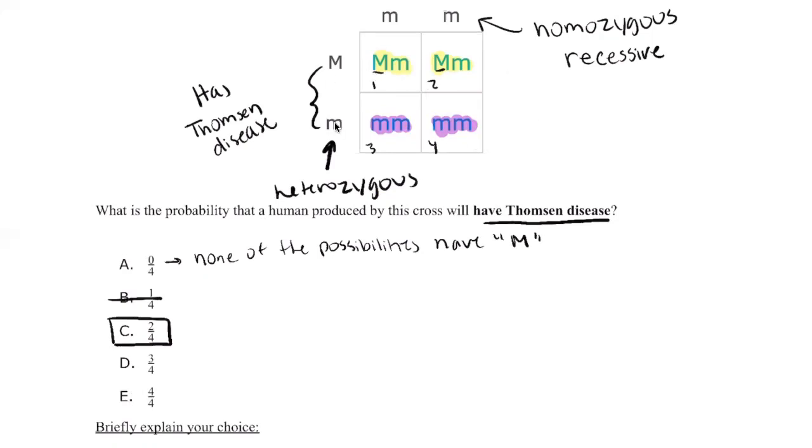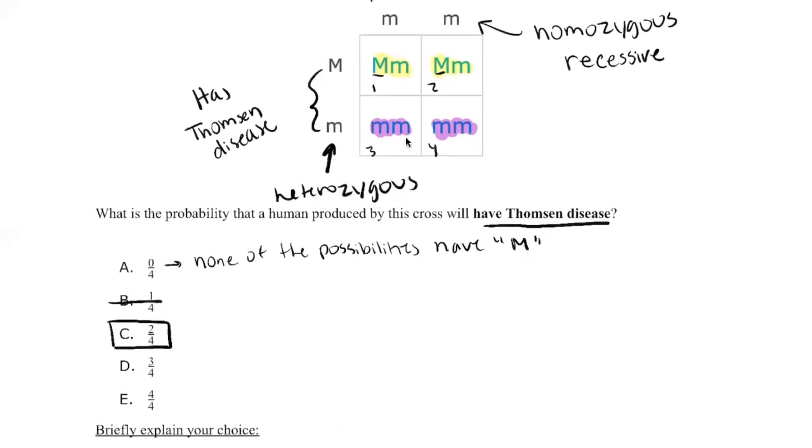Now, maybe if this parent had 2 capital letters, the answers might look a little different. But remember, we're always answering based on what we're given. And in this case, we are given a parent that has a capital M and a lowercase m combined with the parent who has a lowercase m. And so that's why they end up having these 2 possibilities.